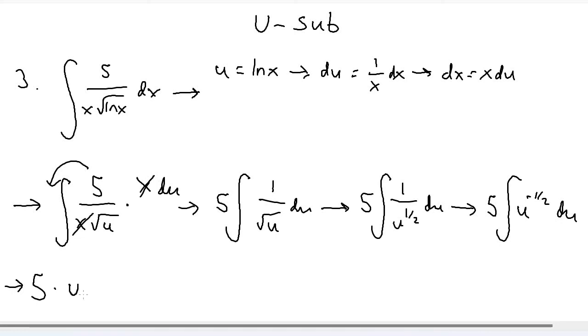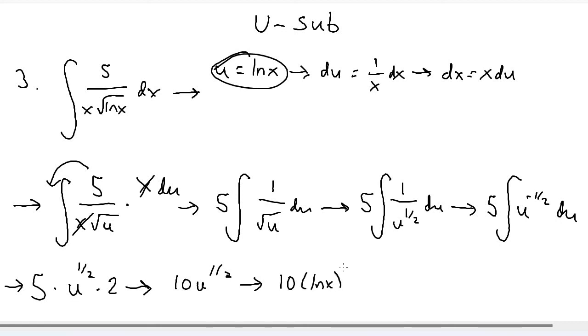5 times negative 1/2 plus 1 is 1/2. And then we're going to divide by 1/2. But when we divide by 1/2, we multiply by 2. The du will go away when we integrate. 5 times 2 is 10 times u to the 1/2 power. And we already know that u is equal to ln x. So the final answer is 10 times ln x to the 1/2 power plus c.